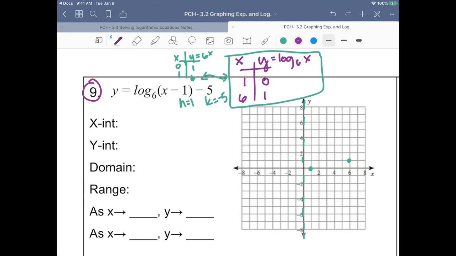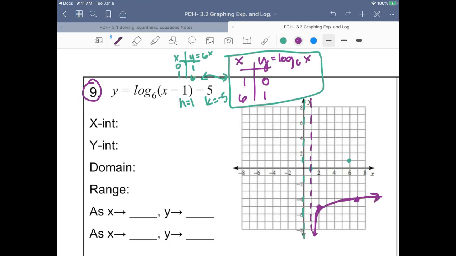So I'm going to go to the right 1 and down 5. To the right 1, down 5. So 1, 2, 3, 4. Ooh, that was 4. Try again. 1, 2, 3, 4, 5. Okay, great. So also don't forget to shift your vertical asymptote. It is going to move over 1 unit and down 5, but since it's just a line, the down 5 doesn't really affect it. Okay. So it's going to rise slowly like that.